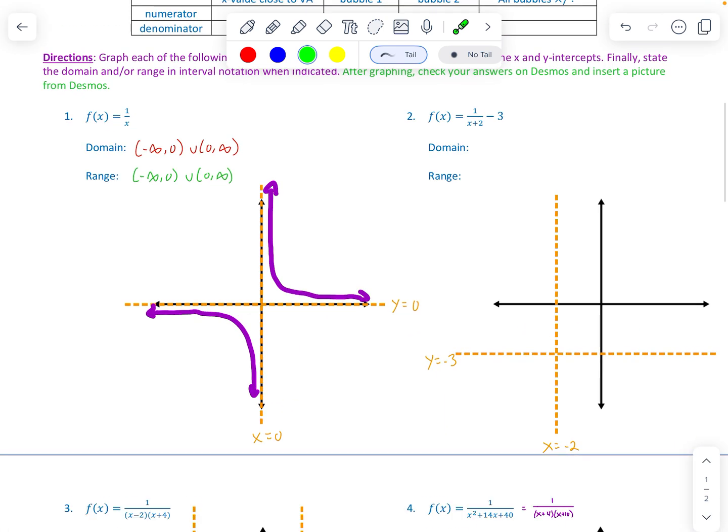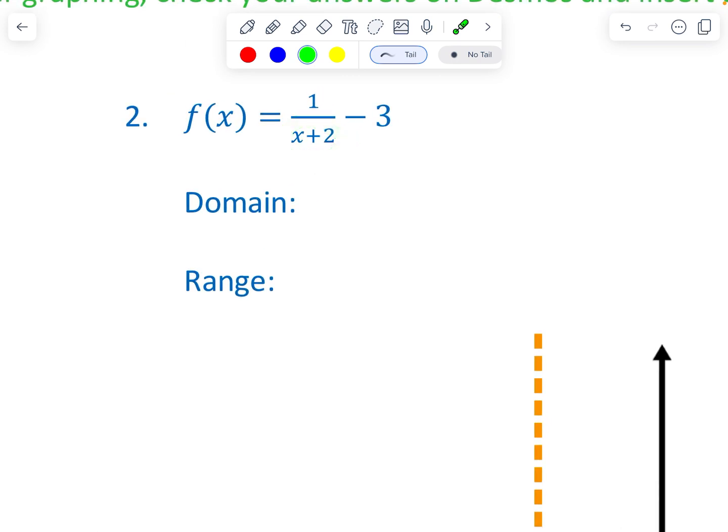All right, on number 2, this is just shifts, translations of the parent function. You can think of this as two ways. We know from earlier stuff that we've learned that a +2 actually makes a graph go left 2, and this makes it go down 3.